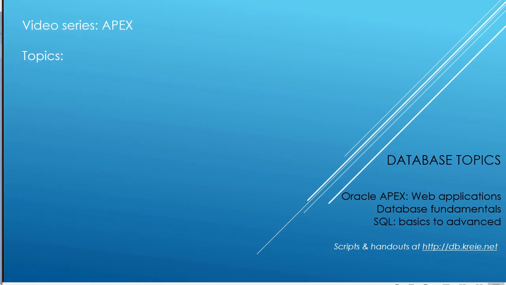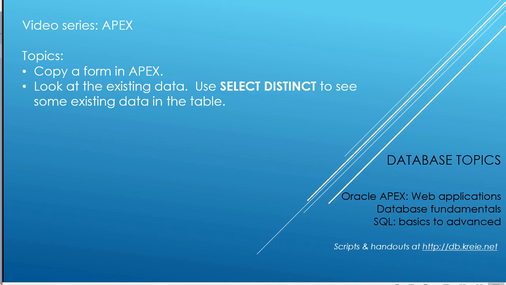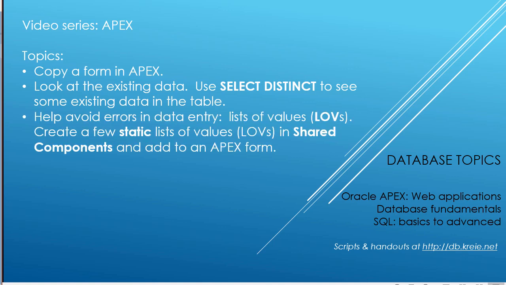In this video, we're going to see how we can make improvements on a form that APEX has created for us. We will keep the original form and make a copy so that we can compare the two, what APEX gave us automatically and what we can do to improve that form. We will also look at the existing data that we have in the table, which will help us decide what we'll do next, which is provide lists of values.